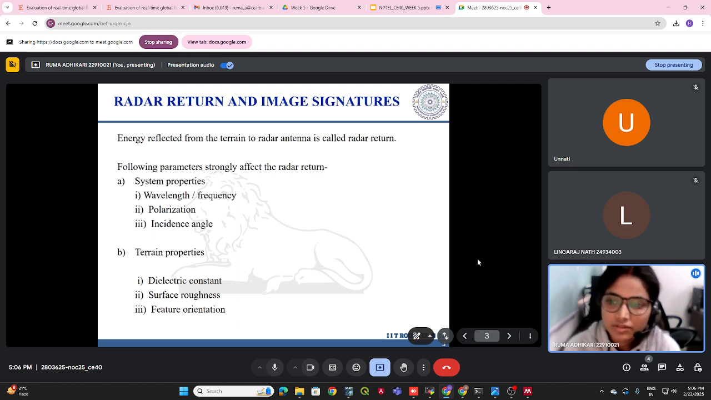So system properties include the wavelength or frequency, which we often discuss, the polarization, and third is the incidence angle. These three are the system properties that come with the antenna. The second one is the terrain properties. Terrain properties means the material, the target. Our target varies with different material, size, and shape. The material property is directly constant. In terms of shape, it has surface roughness and feature orientation. So we will see how all these things affect our studies.